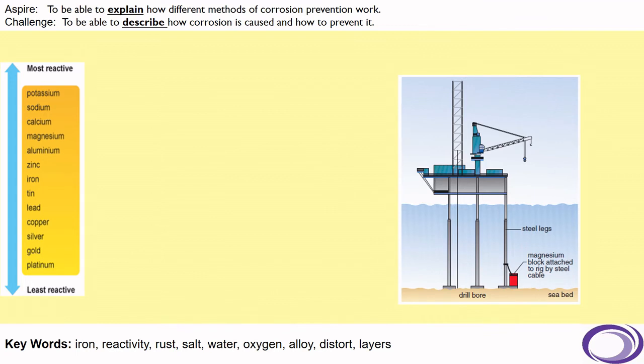A really good example of where this is used is in oil rigs. Now, oil rigs are typically steel, which is made out of iron, and they are at sea. So they are exposed to all of the elements that you do not want these oil rigs to be exposed to. We've got oxygen, we've got water, and we've got salt, which is going to speed up the whole rusting process. So to prevent that happening, we attach one lump of metal to those steel legs.